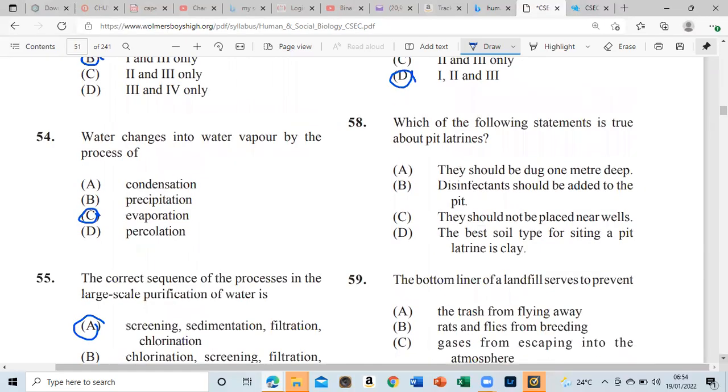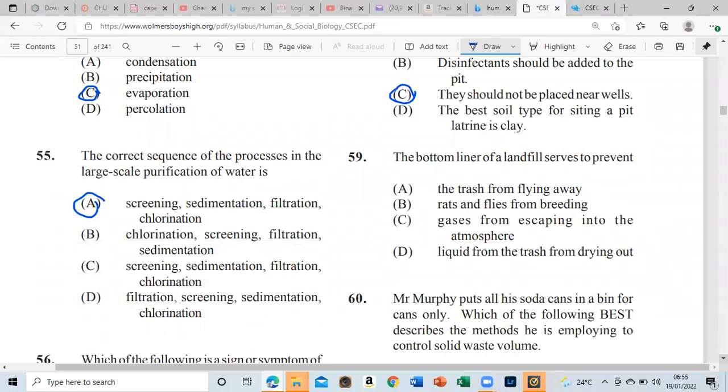It's actually 3, 58, 59, 60. Which of the following statements is true about pit latrines? They should be dug 1 meter deep. Disinfectant should be added to the pit. They should not be placed near wells. The best soil type for siting a pit latrine is clay. And they say which is true. And I'm going to go with C. They should not be placed near wells. It is nasty, nasty.